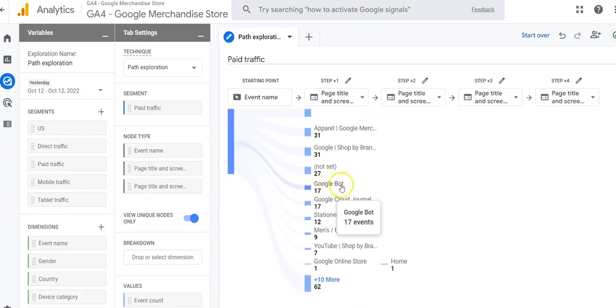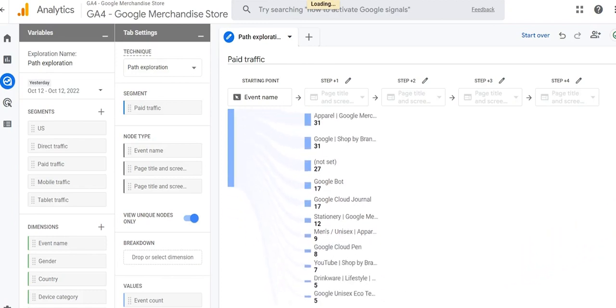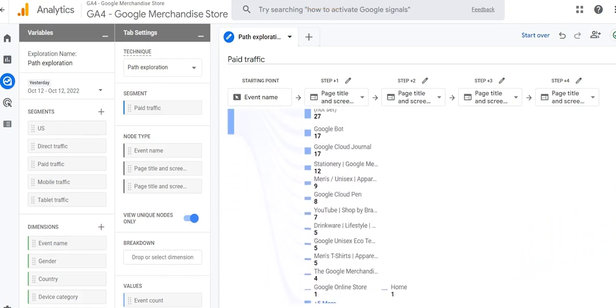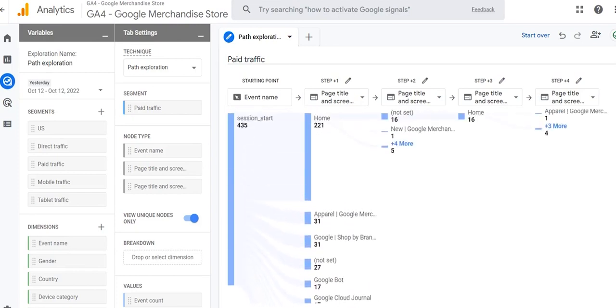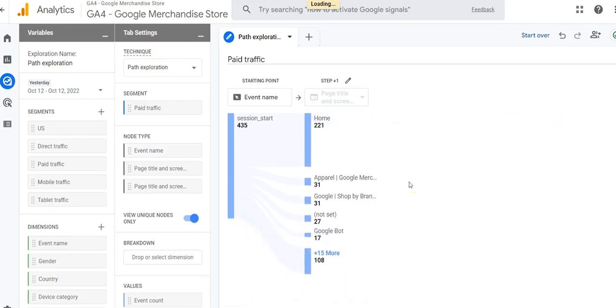Now we've got our little Google bot there. And you can keep expanding this to see exactly where people went and what actions they took based on maybe the ads that they saw. You can always look at this in the screen class if you wanted to. So if you wanted to see the name and then the kind of screens that they were using, Google Merchandise Store. So the more information you can pull out that helps you understand what you're looking at, the better.